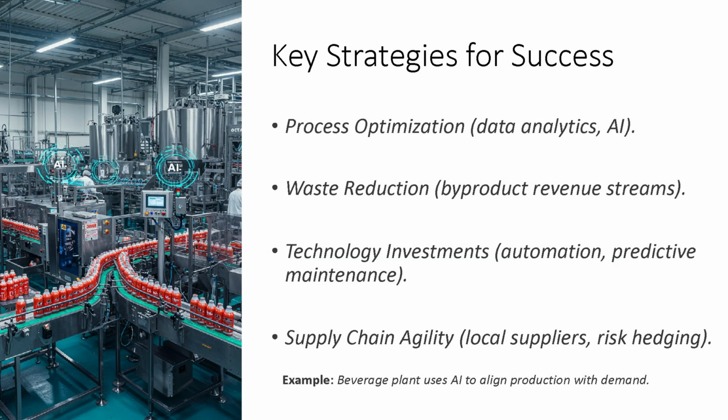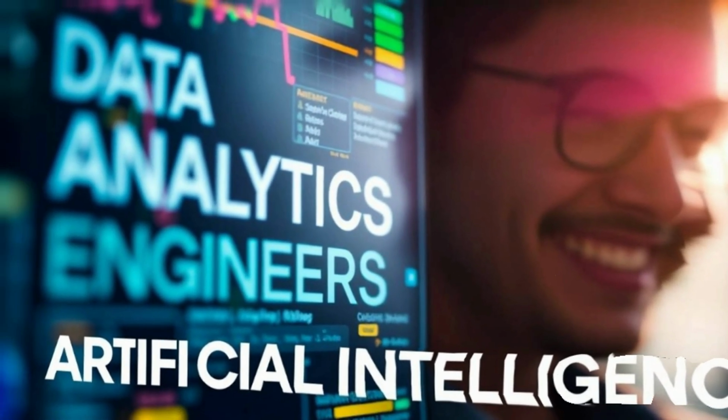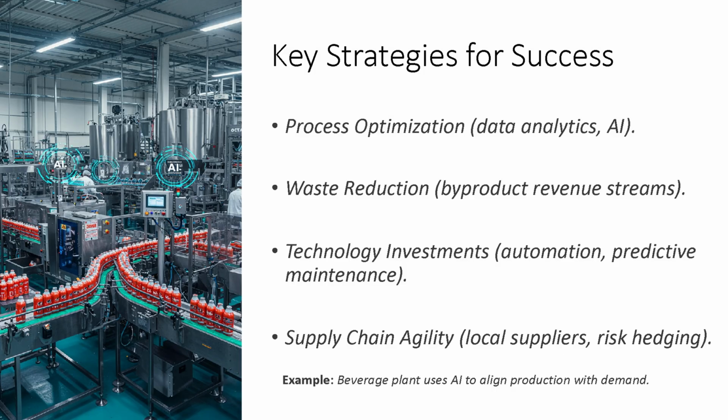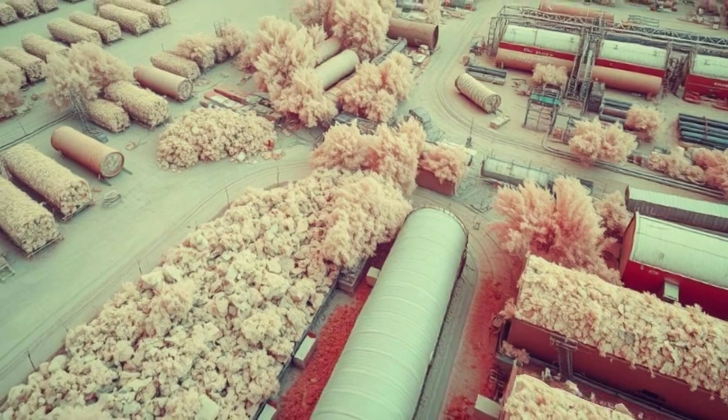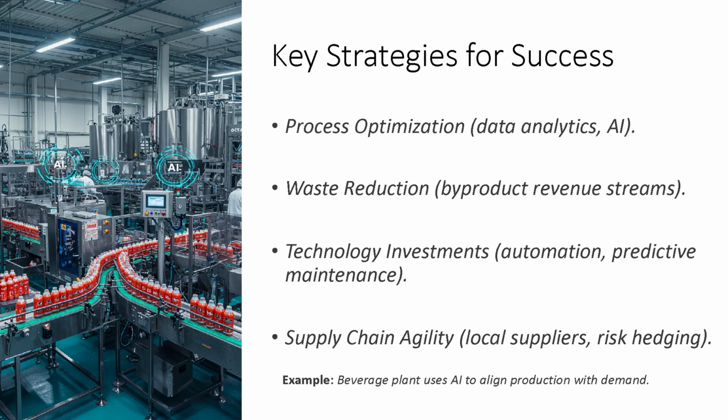So, how do industries stay ahead? Here are 4 proven strategies. Process optimization. Use data analytics or AI to fine-tune variables like temperature or machine speed. For example, a beverage plant uses AI to predict demand, ensuring they produce just enough to meet orders without wasting ingredients. Waste reduction. Turn byproducts into revenue. A paper mill might sell waste bark as garden mulch, transforming a cost into profit.